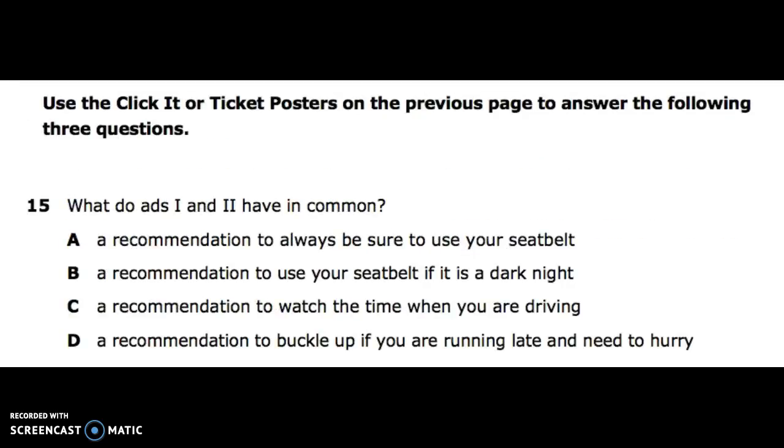Use the Click It or Ticket posters on the previous page to answer the following 3 questions. 15. What do ads 1 and 2 have in common? A. A recommendation to always be sure to use your seatbelt. B. A recommendation to use your seatbelt if it is a dark night. C. A recommendation to watch the time when you are driving. D. A recommendation to buckle up if you are running late and need to hurry.